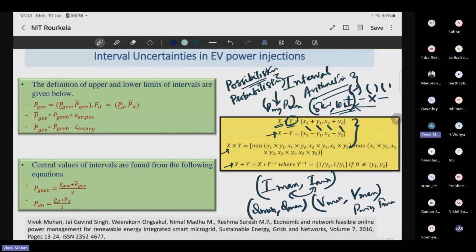You can use a method to compress these intervals. If you are able to somehow generate the probability distribution curve of the interval, say 5 kilowatts to 10 kilowatts, this is min, this is max. In between this min and max, if you are able to generate the probability distribution curve, say here it is 5, here it is 10.